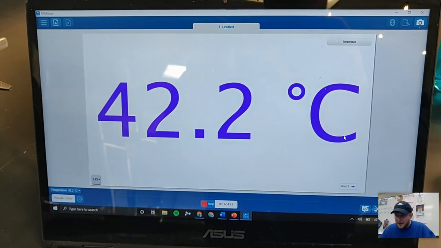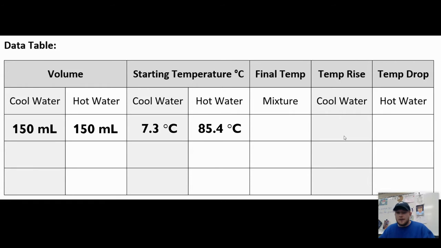And that's where they land, about 42.2 degrees Celsius. So what's our final temperature after we mix them? Well, 42.2 degrees Celsius. The cold water was 7.3, the hot water was 85.4, and we used equal amounts of both. We poured them together, and they landed at this temperature. Is that what we thought? Well, let's take this a step further.